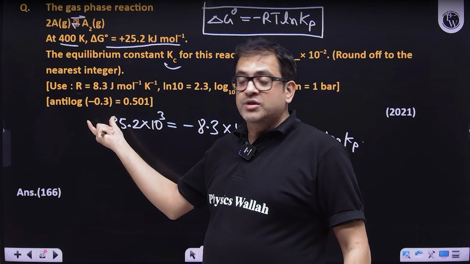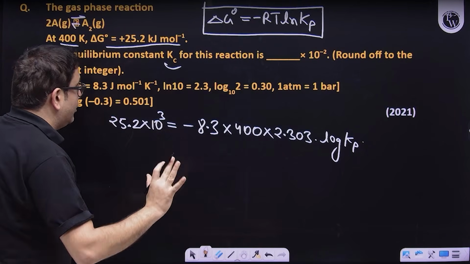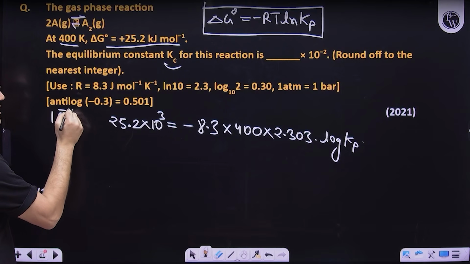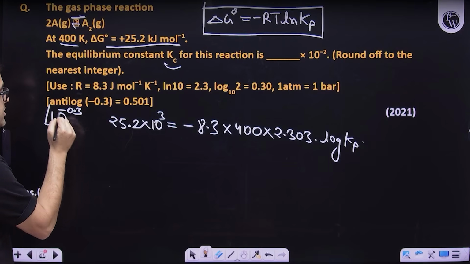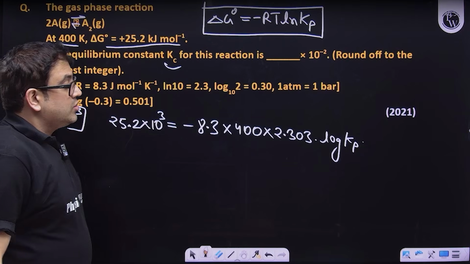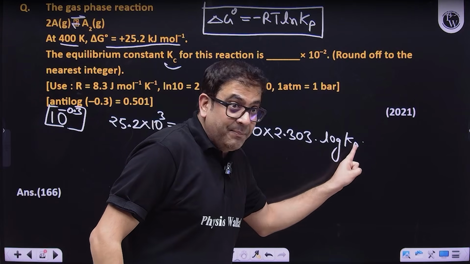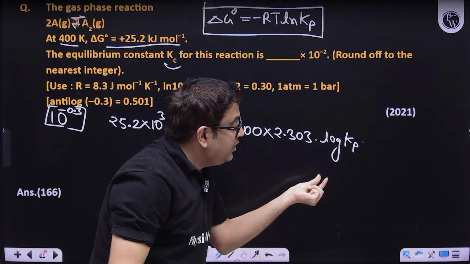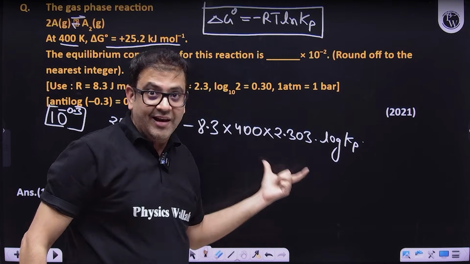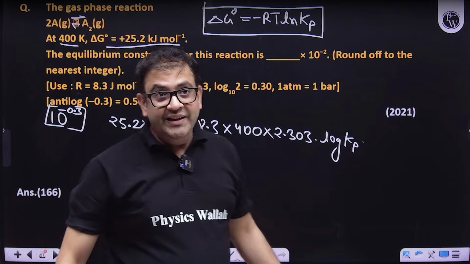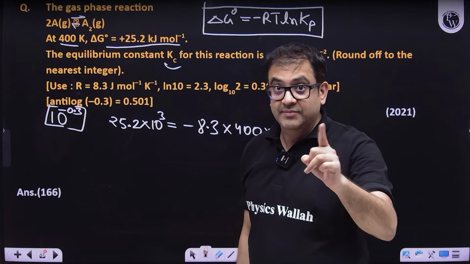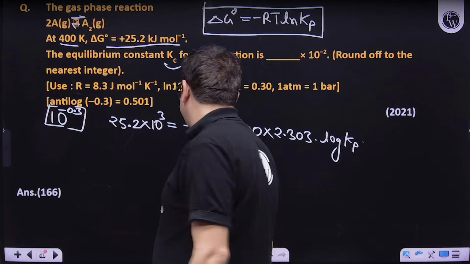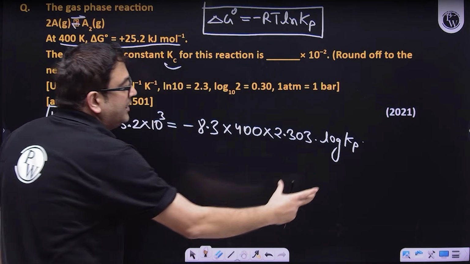What value is given to you actually? What does this antilog actually mean? Antilog actually means 10 raised to the power minus 0.3 value is given to you. So log of Kp to the base 10, so Kp will be equal to 10 to the power of whatever log value comes. So we will decode that value in this format. That's why antilog of minus 0.3 is given. Okay, so what will be log Kp?